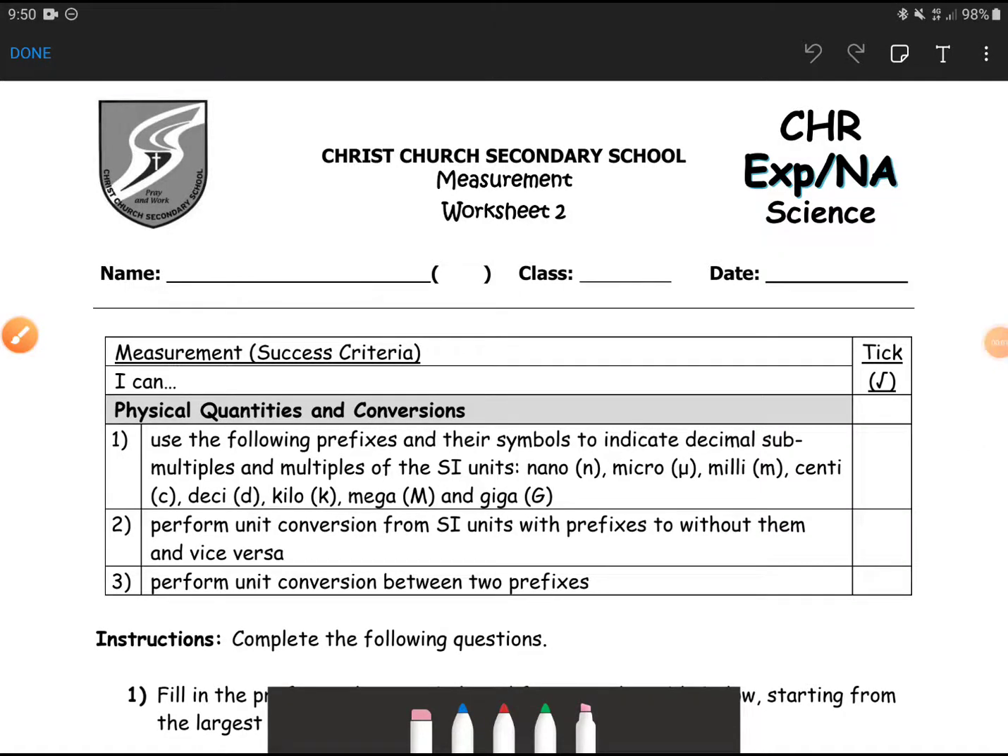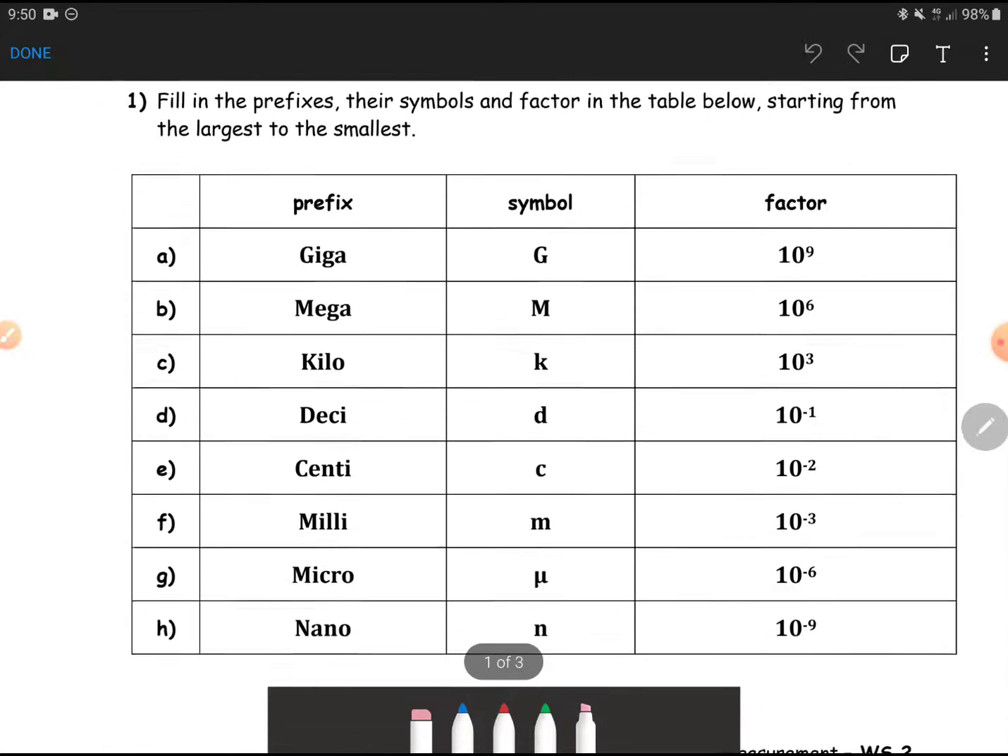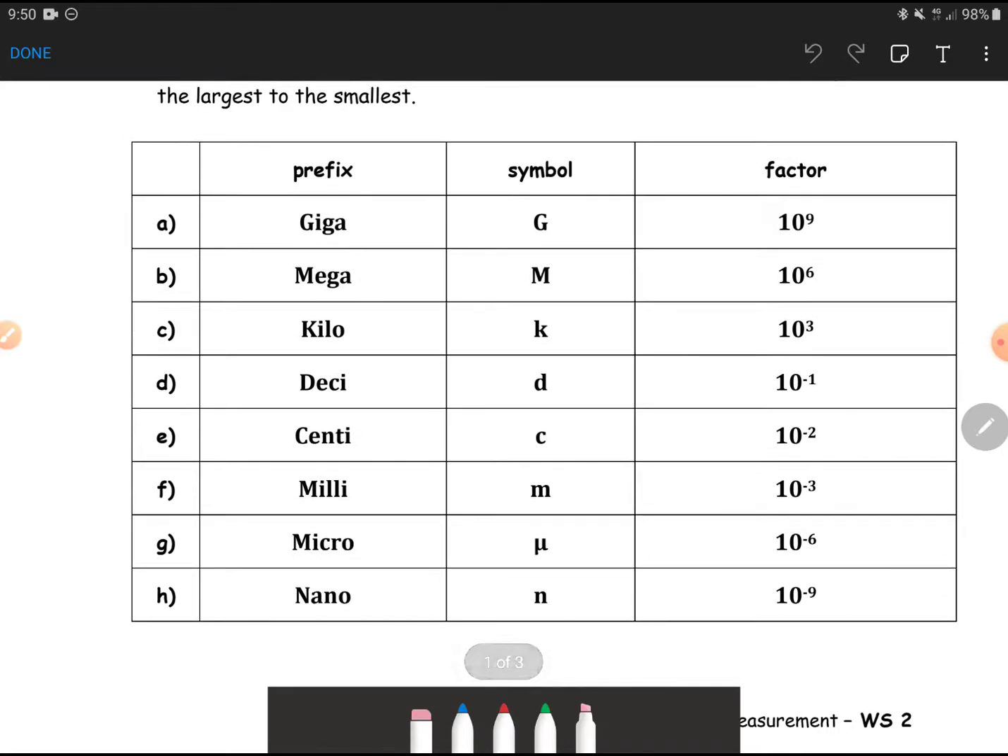Right, hi everyone. So today we're going to go through worksheet 2 for measurements. And in worksheet 2, as you can see over here, it's mainly about the prefixes and the conversion from one prefix to another. First off, the table of the prefixes can actually be found in your textbook itself.